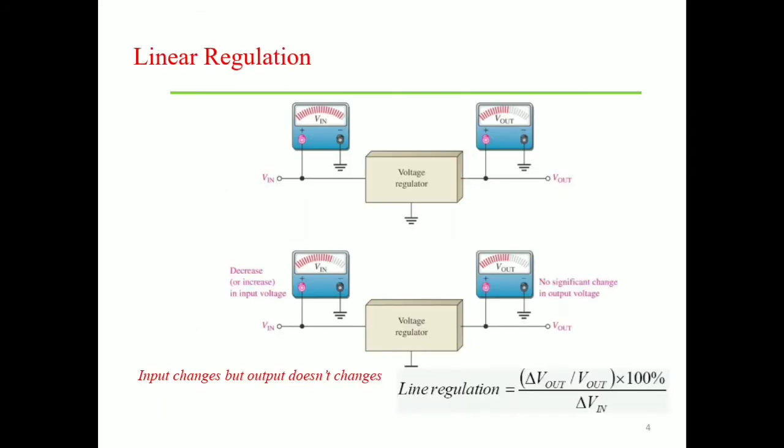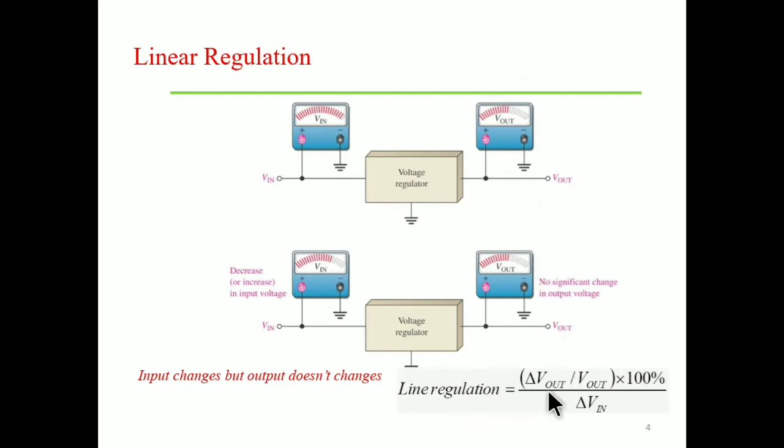Next, there are two important terms: line regulation and load regulation. These are the two basic categories of voltage regulation. So what is line regulation? The diagram shows that the purpose of line regulation is to maintain a constant output voltage when the input value changes. Just refer here: there is a change in the input voltage compared with the previous one, but there is no change in the output voltage.